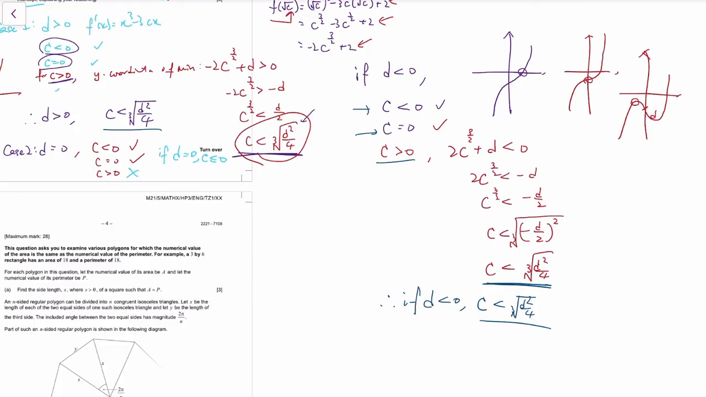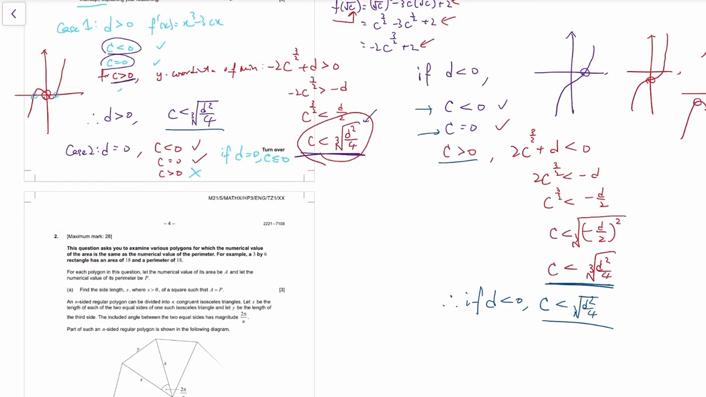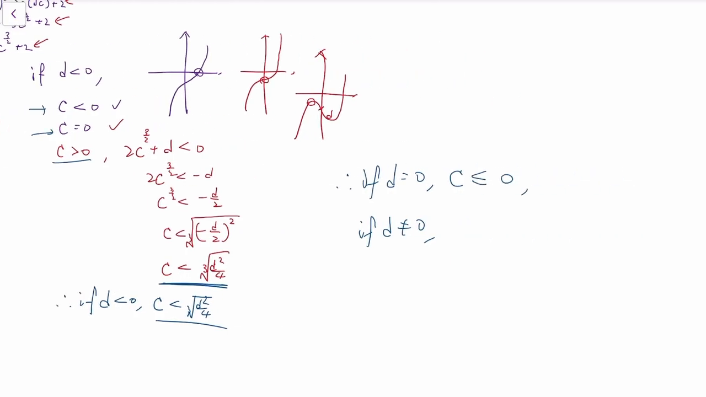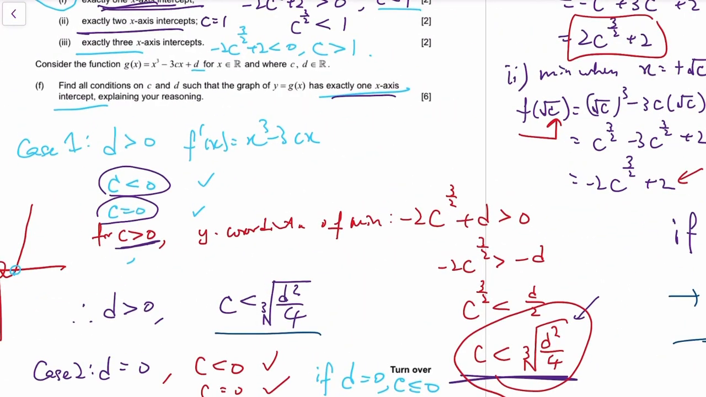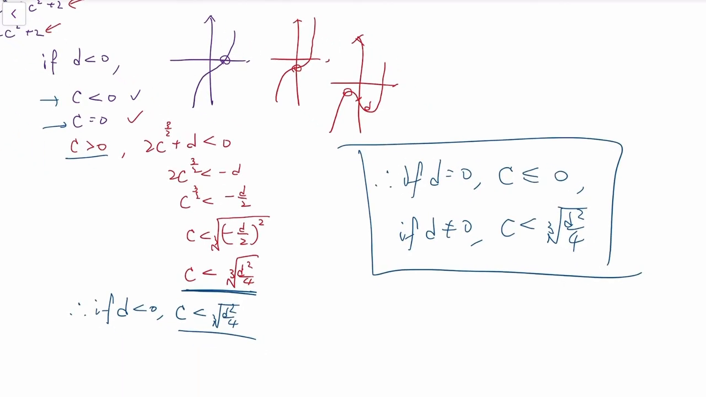So the condition for d being less than 0 and bigger than 0 is actually the same. The conclusion is, if d is 0, you need c to be less than or equal to 0. But if d is not 0, so if it's positive or negative, you simply need c to be less than the cube root of d squared over 4. I think that's all the conditions. Hopefully, probably.